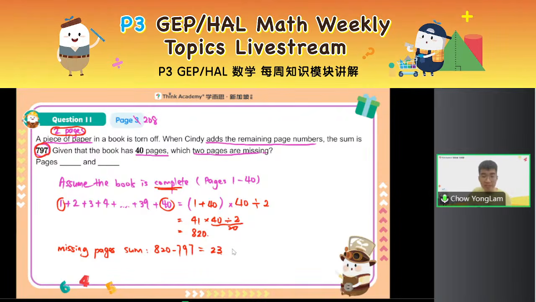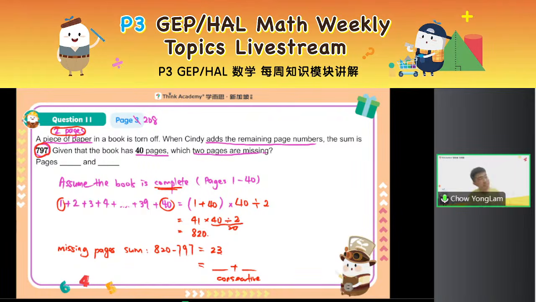But 23 is 2 page numbers, you know. You cannot say your answer is 23, because 23 is the sum of your 2 page numbers on a single piece of paper, front and back. So now you need to think of two consecutive numbers that add up to 23. Which two consecutive numbers add up to 23?